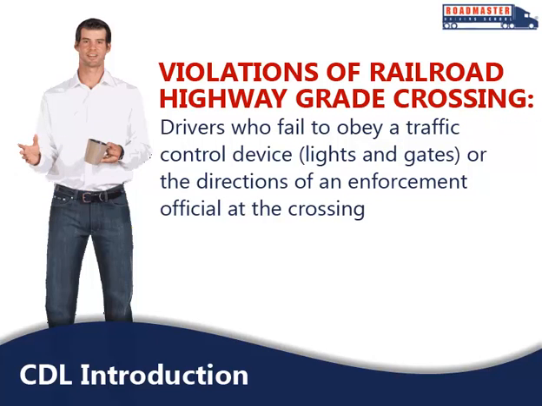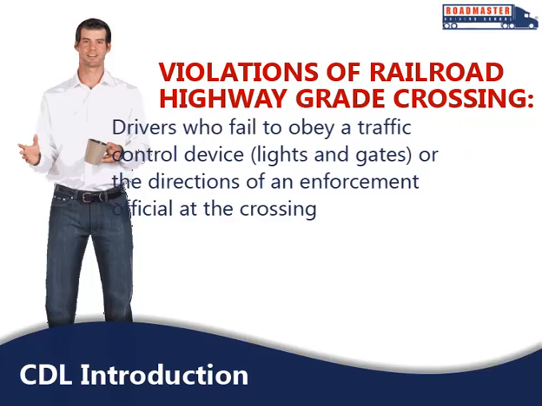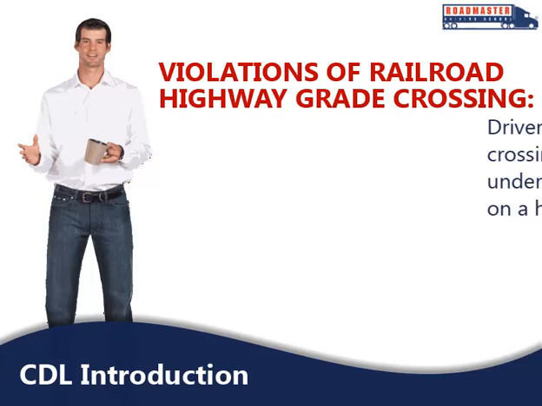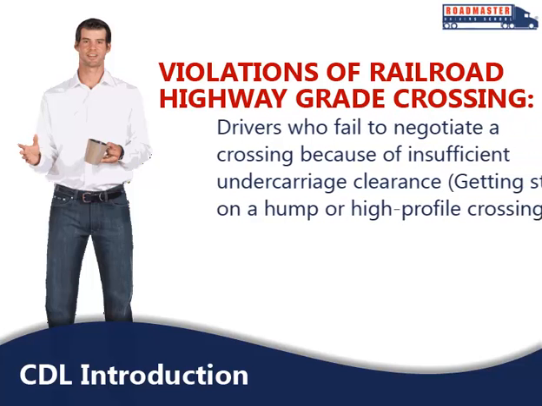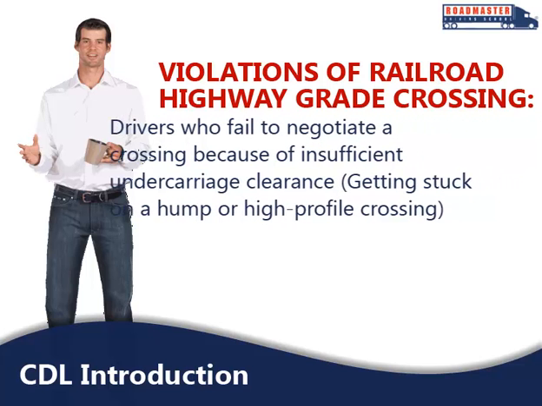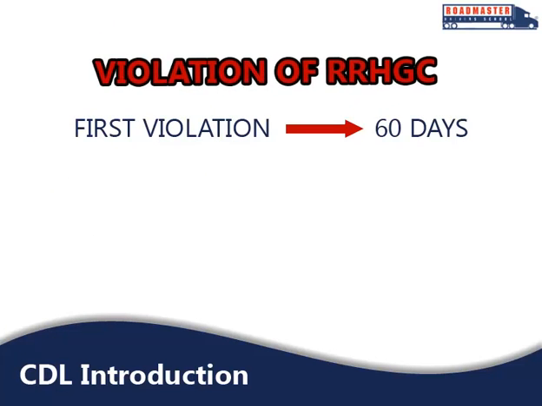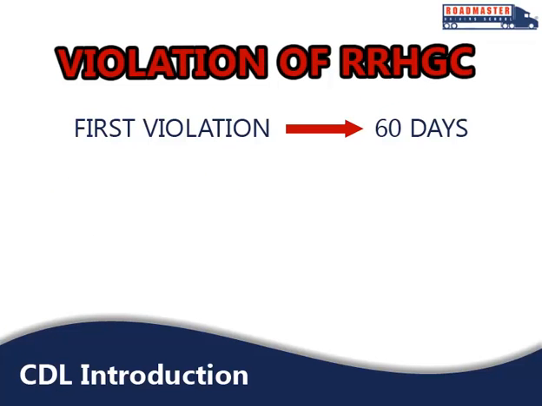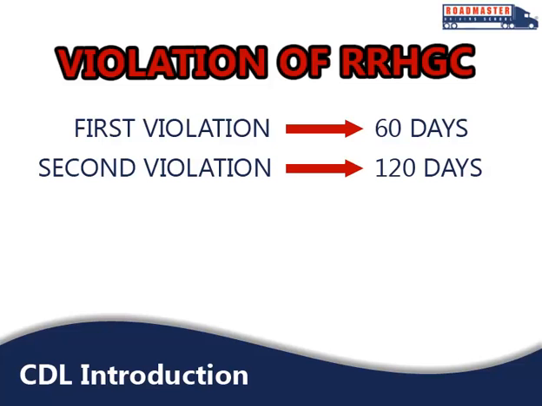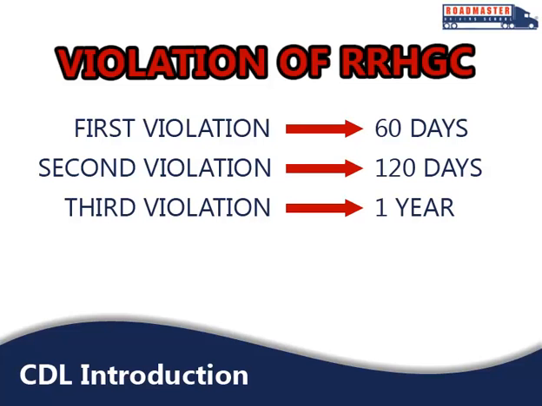5. Drivers who fail to obey a traffic control device, lights and gates, or the directions of an enforcement official at the crossing. 6. Drivers who fail to negotiate a crossing because of insufficient undercarriage clearance, getting stuck on a hump or high-profile crossing. The first violation of an RRHGC results in a disqualification of not less than 60 days. The second violation within 3 years results in a disqualification of not less than 120 days. And the third and subsequent violations within 3 years results in a disqualification of not less than 1 year.